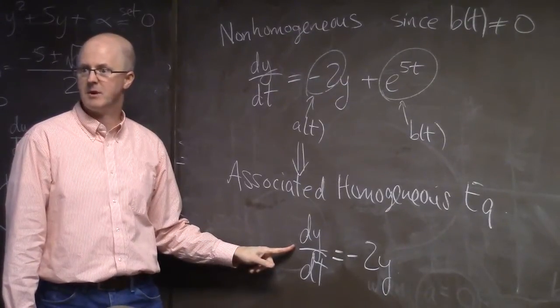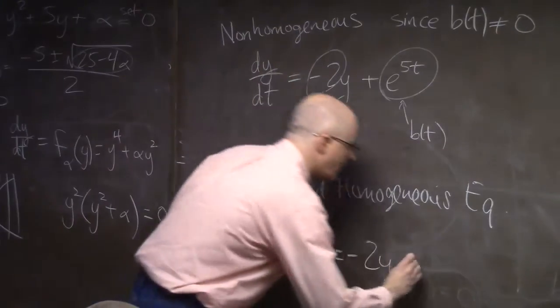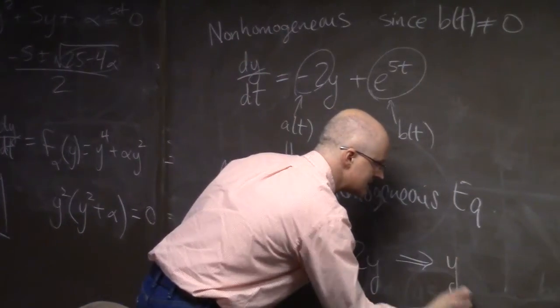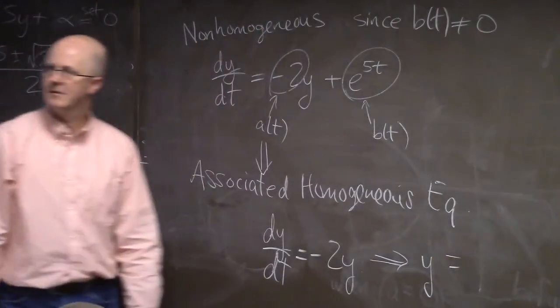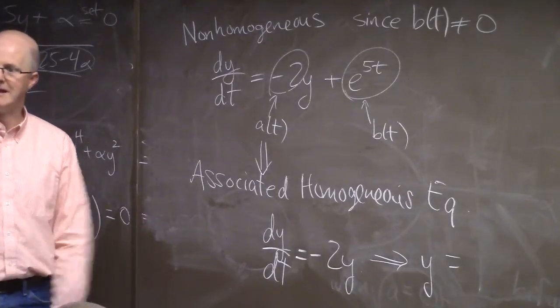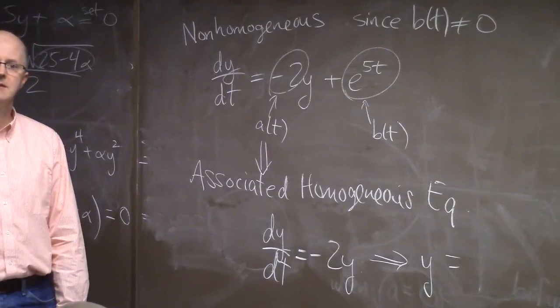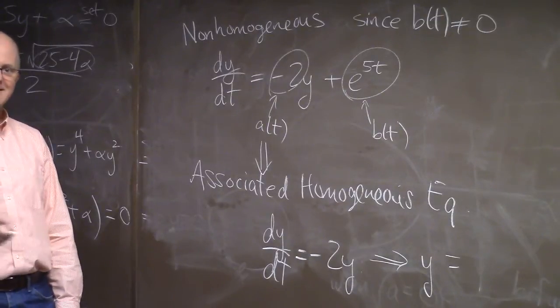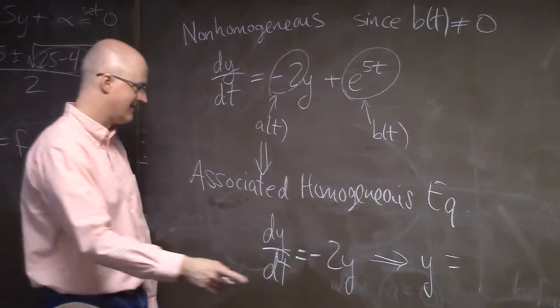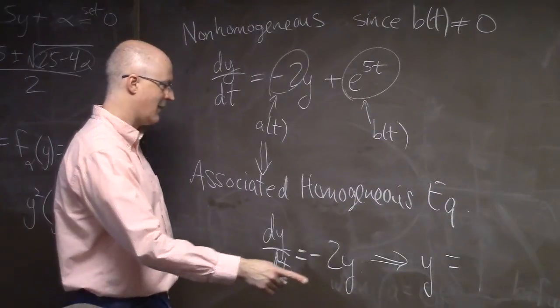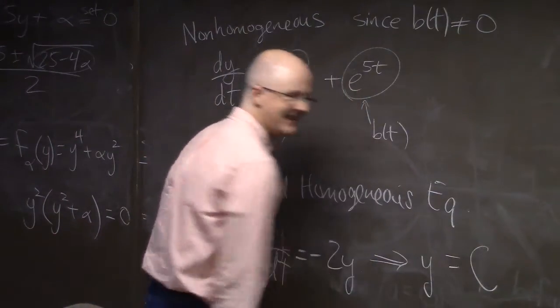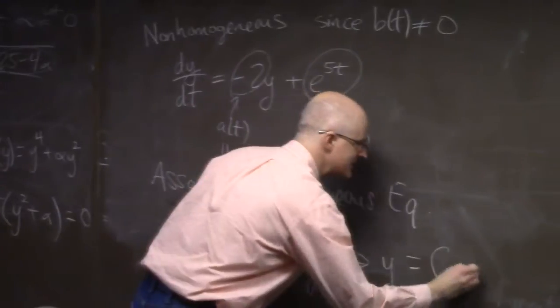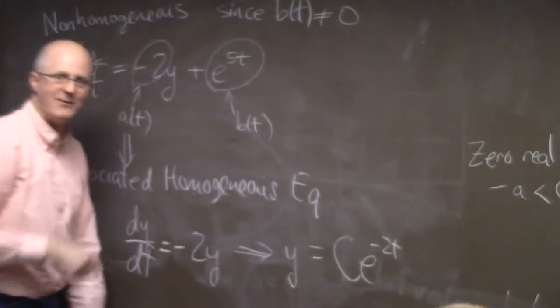You don't even have to separate variables. What's the general solution of this? General, I'm not talking about any initial value problems here. Let's use a C. Solve it by guessing. The opposite of y squared? Oh, no. No? e to the negative 2t. e to the negative 2t. I'm glad you guessed anyway. It's okay.